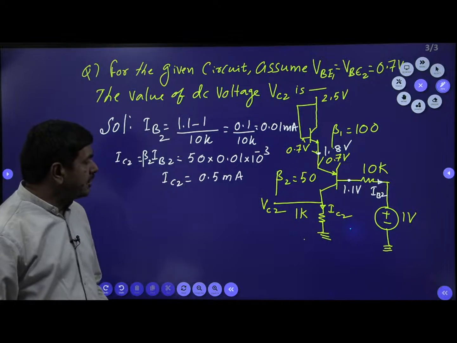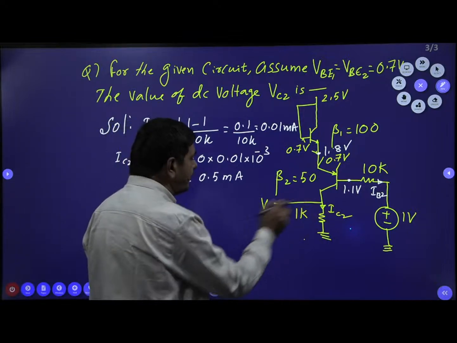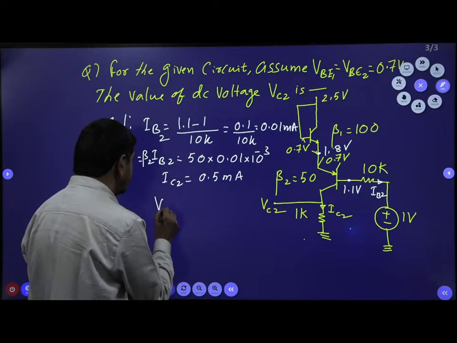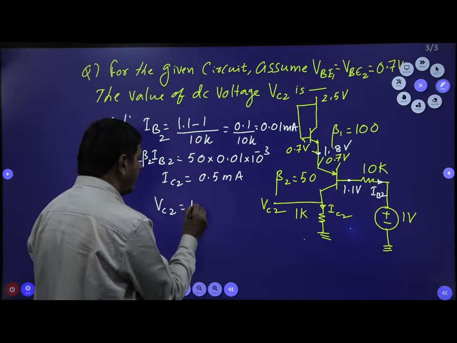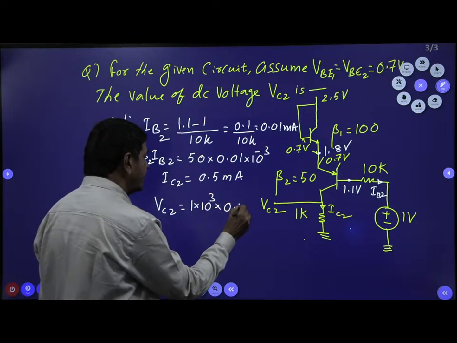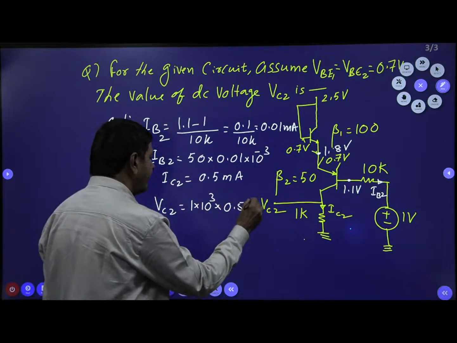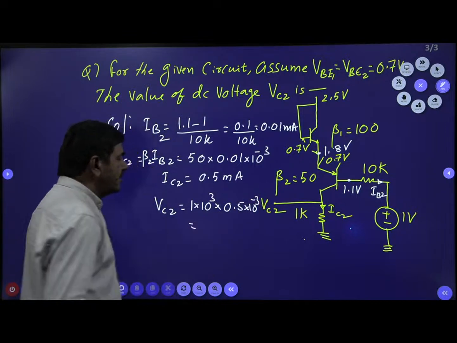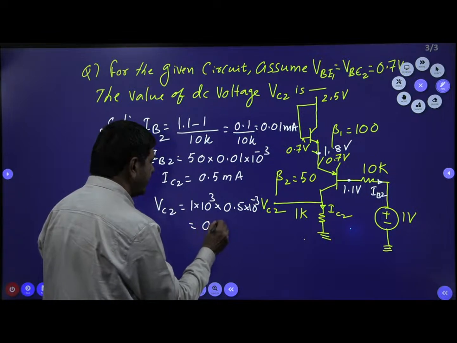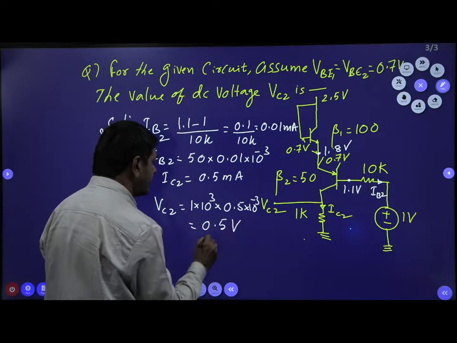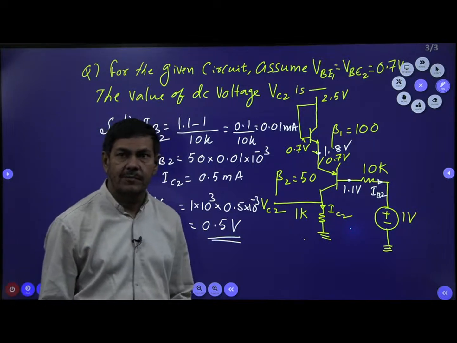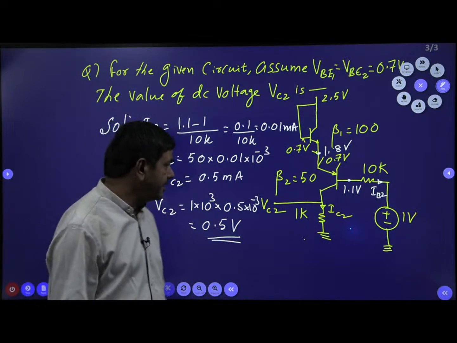After getting the IC2 value, you can find VC2. VC2 is nothing but the drop across 1K. I can say VC2 is 1K into IC2, that is 0.5 into 10 power minus 3. So 1 into 10 power 3 and 10 power minus 3 cancel. Finally, I am getting 0.5 volts. This is the required value. In such a way we can find the result.